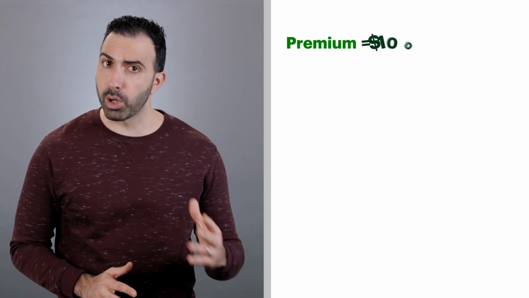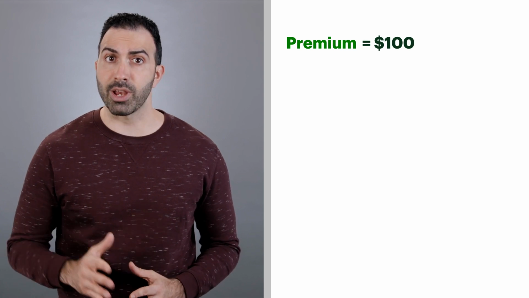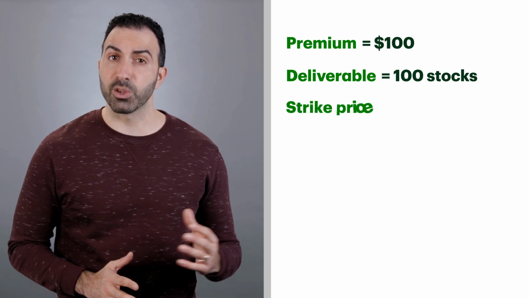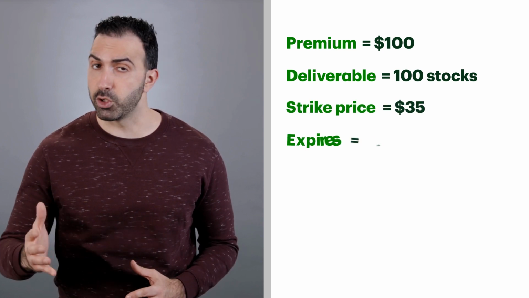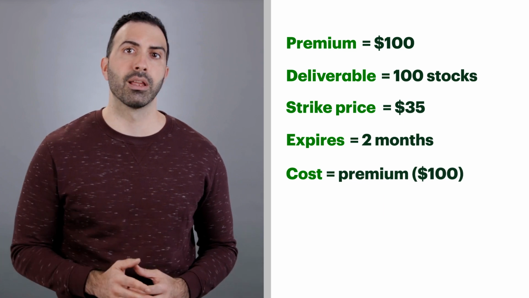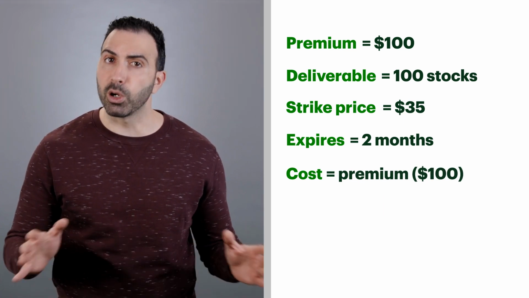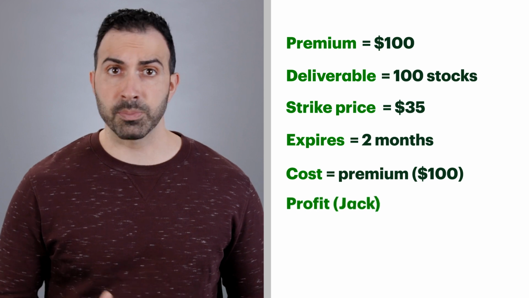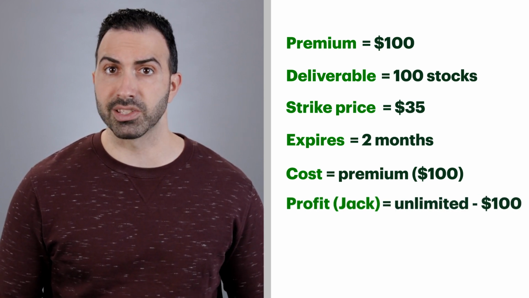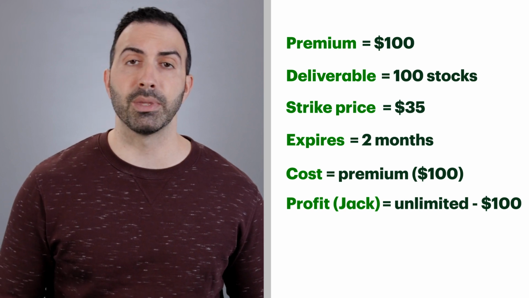So let's recap the trade between Jack and Sarah using our newfound knowledge. Jack bought a call option from Sarah paying a premium of $100. The contract has a deliverable of 100 shares of stock. The strike price is $35 and it expires in 2 months. The cost of this option is the premium Jack paid to Sarah. She gets to keep the premium regardless of what happens. Jack's potential for profit depends on how high the stock price goes in the next 2 months, minus the $100 premium he paid.